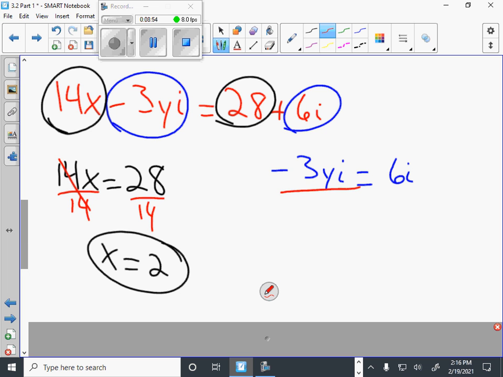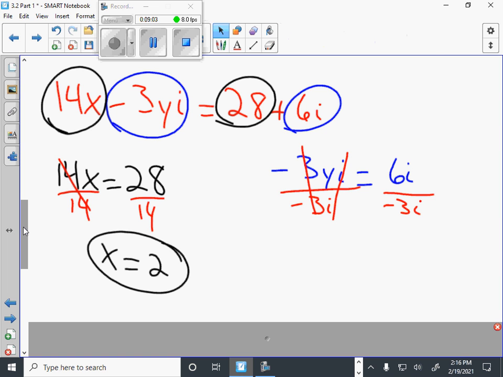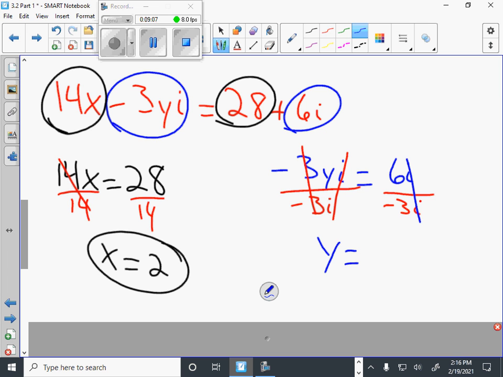Over here, divide by negative 3i. Because the negative 3's cancel, the i's cancel, we're left with y. Over here, the i's cancel. What's 6 divided by negative 3? Negative 2.